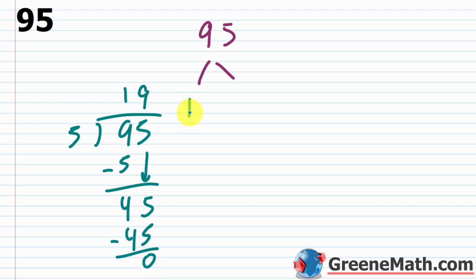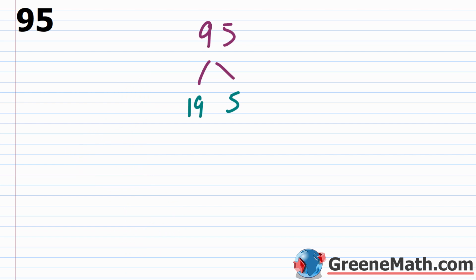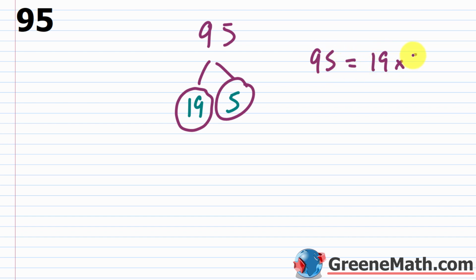So I could do 19 and then 5. Let me get rid of this. And we know 5 is a prime number. What about 19? Well, I did list this as one of the first 10 prime numbers. If you didn't know that, again, you can go through the process we talked about earlier in the lesson, and you could check and confirm that this is a prime number. So this right here, 95, would be equal to 19 times 5.